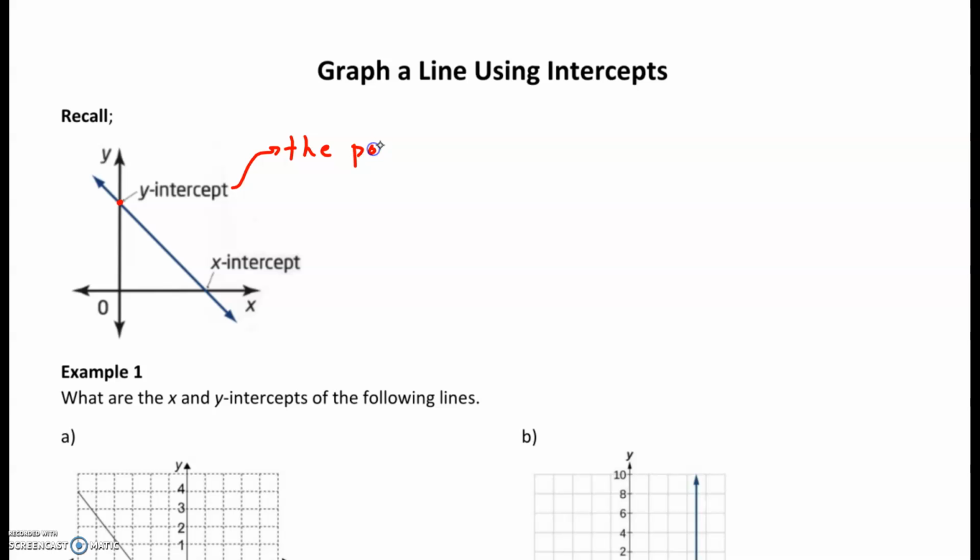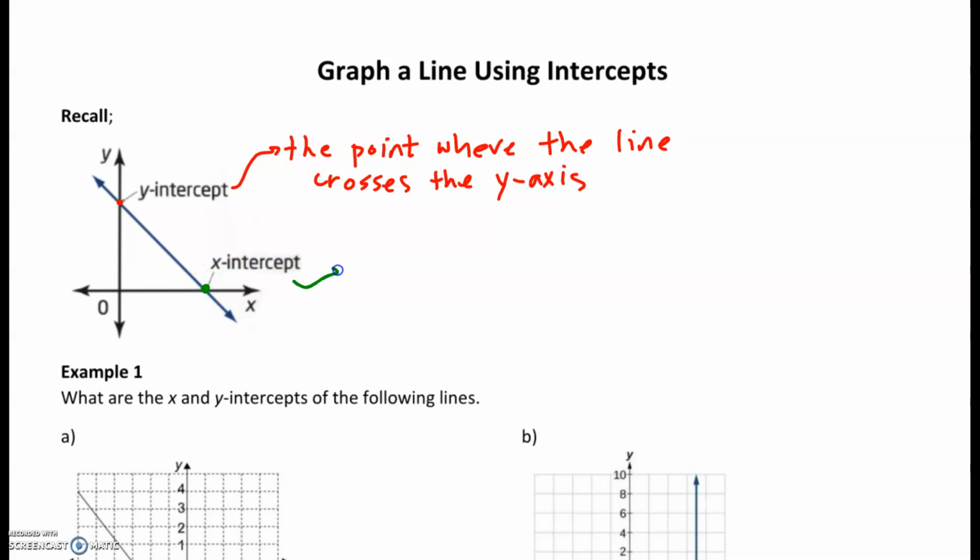So the point where the line crosses the y-axis. And the x-intercept, that's the point where the line crosses the x-axis.